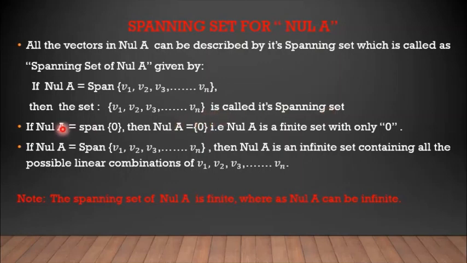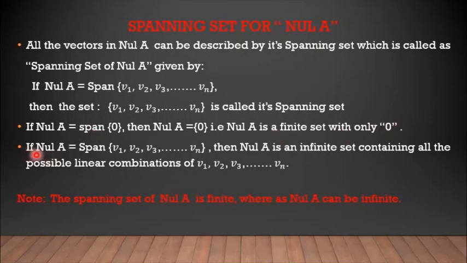Here we have to note down some points. If null A is equal to the span of the set containing 0, what does it mean? Null A is equal to only the set containing 0. Why? Because the span of the set containing 0 means all linear combinations of 0. Any linear combination with 0 is nothing but scalar multiples of 0, which will all be zeros. So when null A is equal to the span of the set containing 0, null A has only the 0 element, and null A is a finite set with only 0.